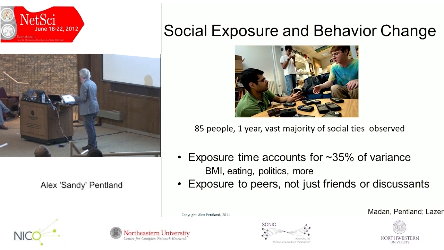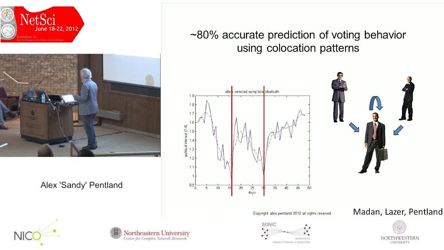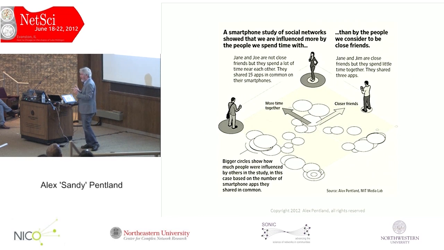I'm running short on time here. I'll just mention a few things that we could do. There are papers about these. For instance, you could look at co-location and the mixing of co-location over time and use that to predict voting behavior during the Obama-McCain elections. I don't have time to explain it, I'm sorry.